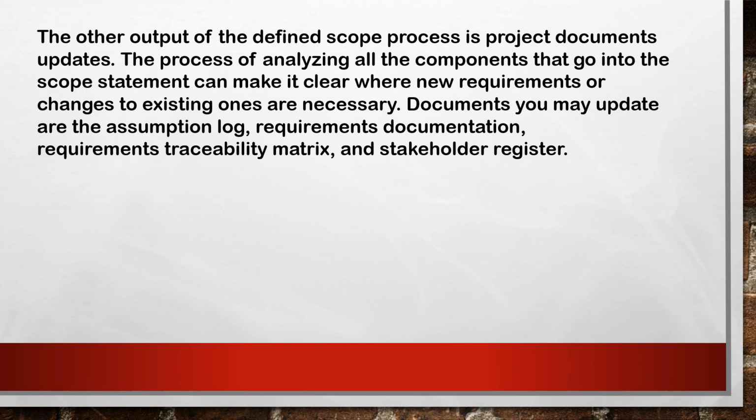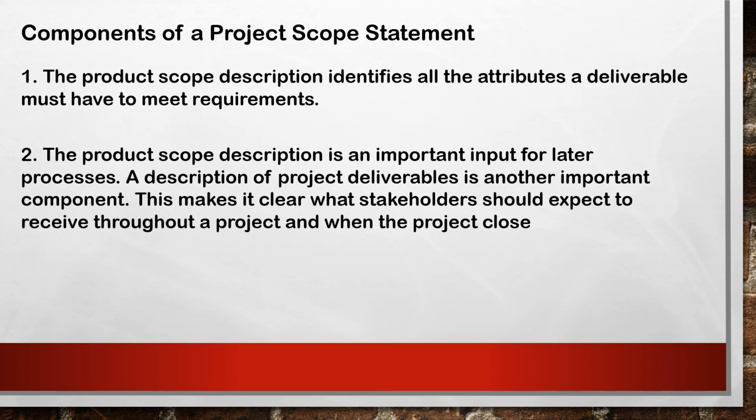So, documents you may update are the assumption log, requirements documentation, requirements traceability matrix, and stakeholder register. Components of project scope management. The product scope description identifies all the attributes a deliverable must have to meet the requirements.